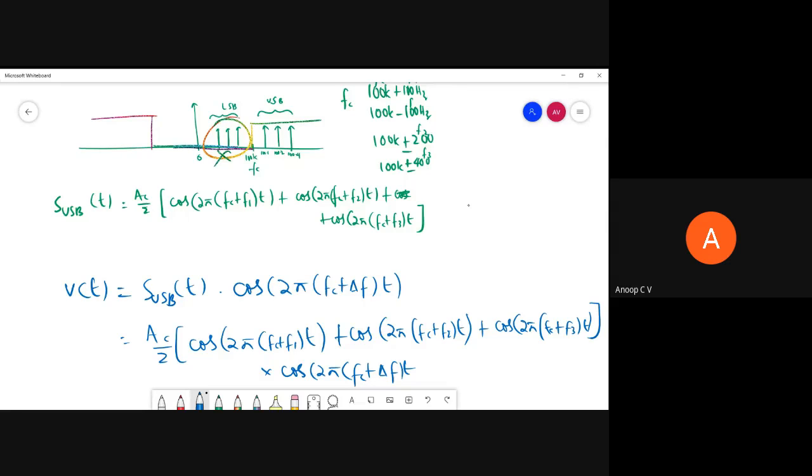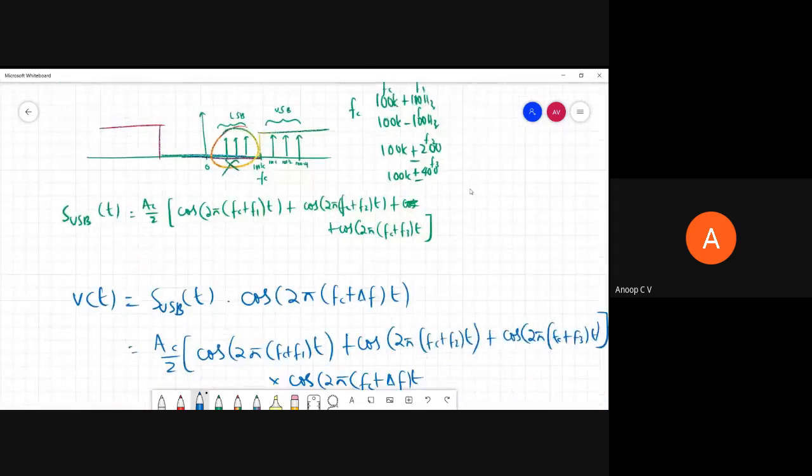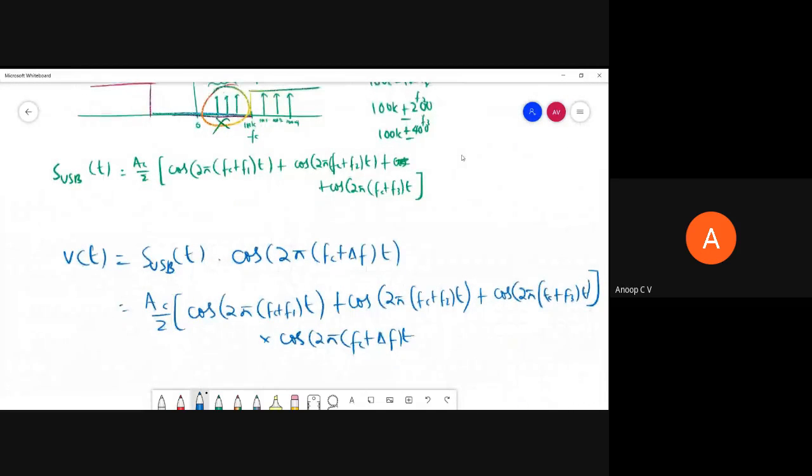So again, if you expand it, you will get cos a cos b terms. So this is cos a, this is a, and this is b. So you have to just multiply it. So what is cos a cos b? Again, we have seen it here. Cos a cos b is half of cos of (a minus b) plus cos of (a plus b), right? You expand it like that.